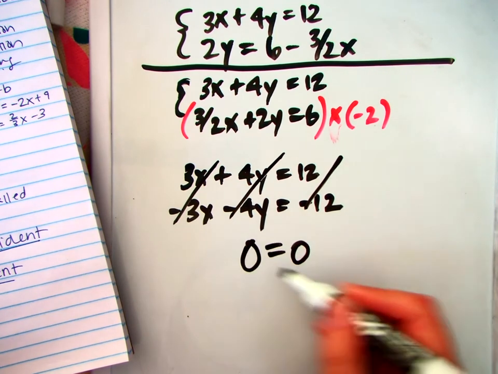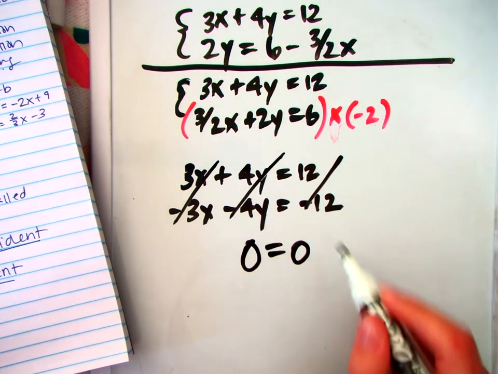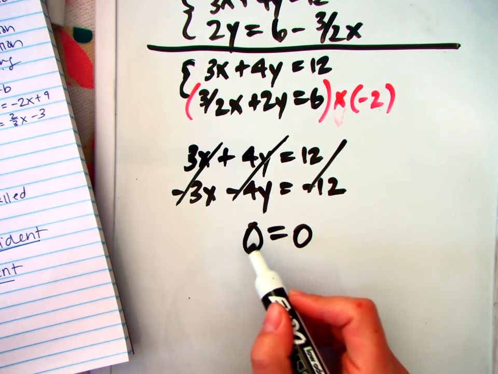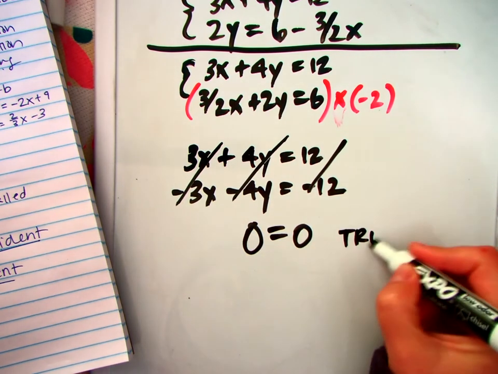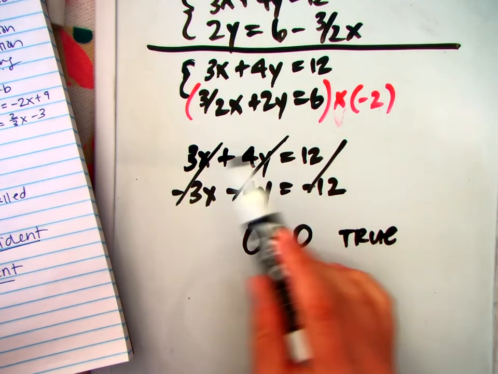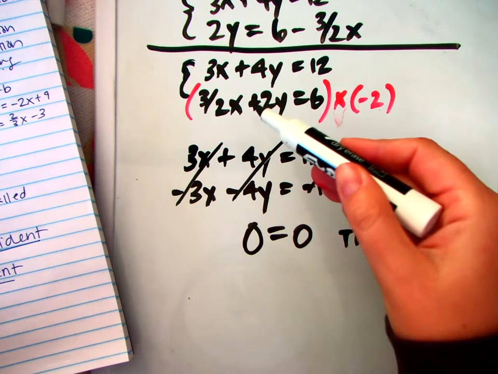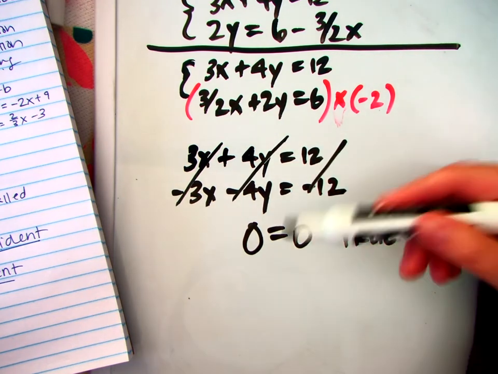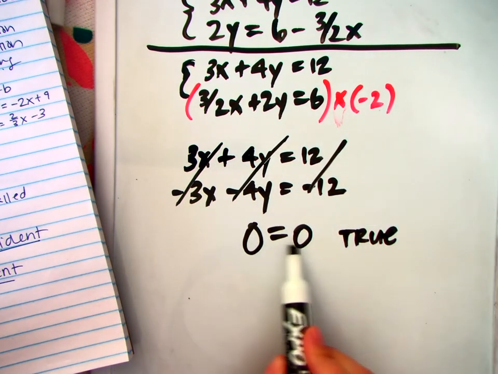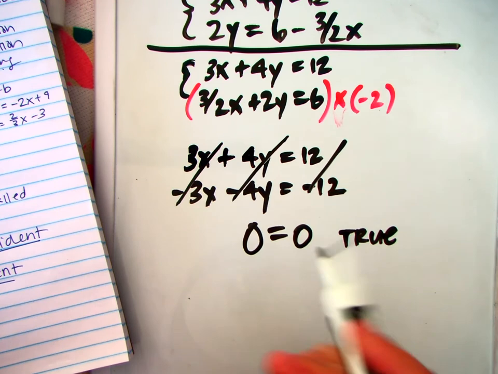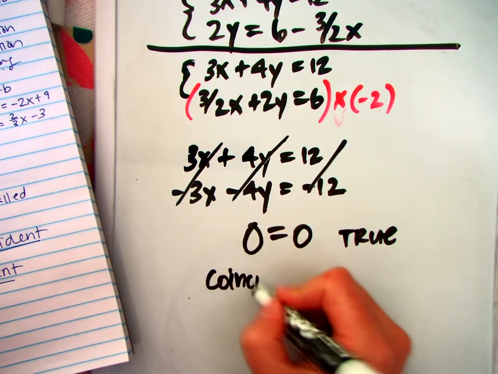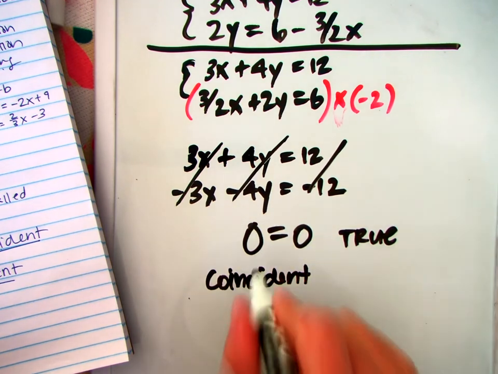So the difference here is that our final equation, when we've manipulated everything, is 0 equals 0, and this is true. Yet all of the variables have canceled out. So we can't solve for x or y, but we have a situation where the equation is balanced. So this is a coincident system. It actually has an infinite number of solutions.